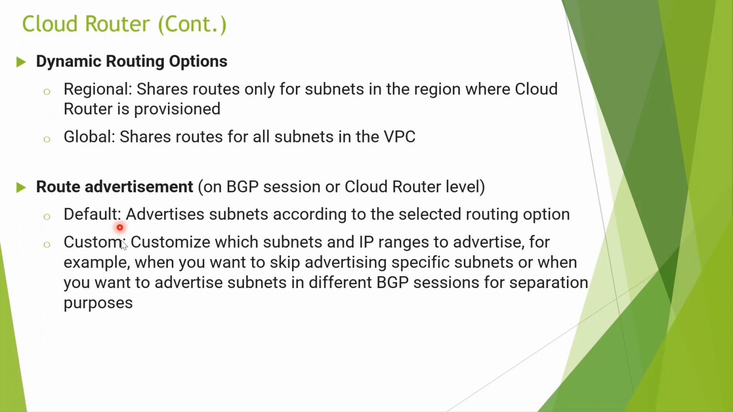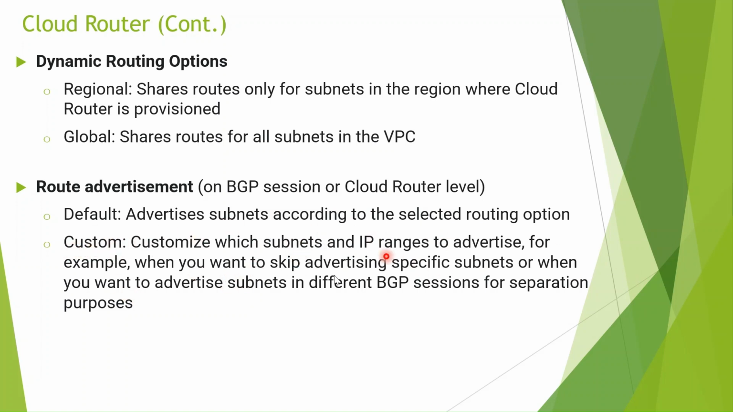And after that, we have custom. Custom means you want only specific routes to be shared. So we can use customized routes with subnets and IP ranges to be advertised. Suppose in a region you have 100 routes, and you only want these specific 10 routes to be shared with on-prem. That way you can use custom.